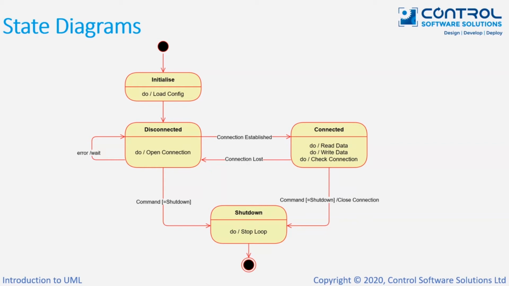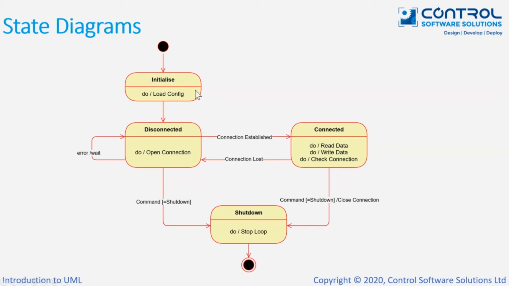It doesn't mean that on my block diagram code I'm going to have a case structure with four cases, one for each of those states. That might be a way it's implemented, but it doesn't have to be. So what we can see here is, as we come into the initialized state, I've put a do action. The do action is load configuration.